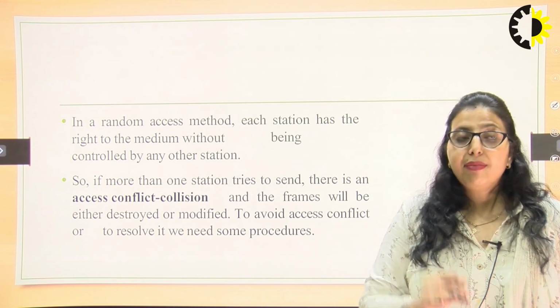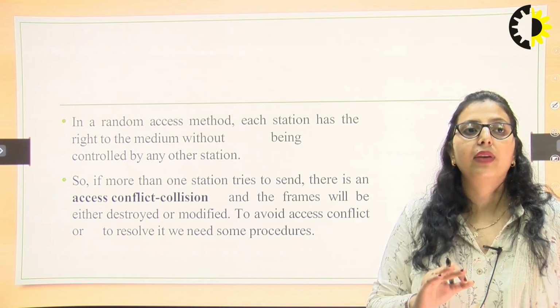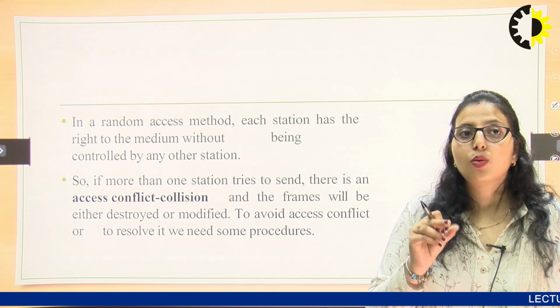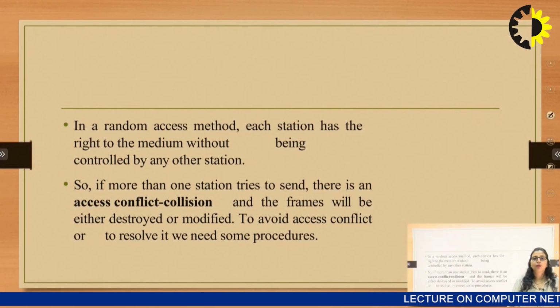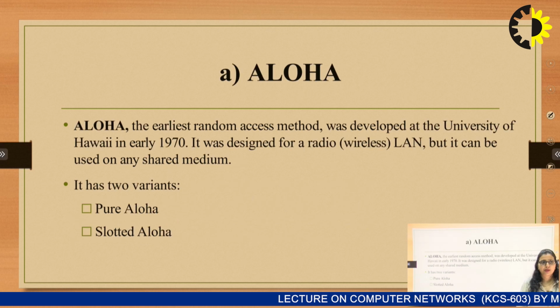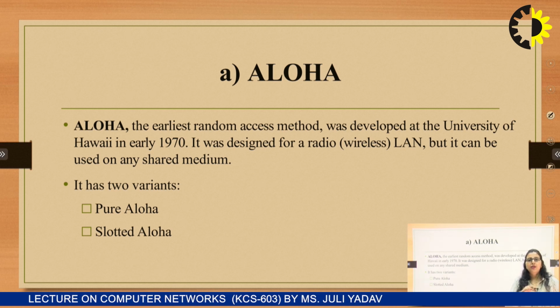So if more than one station wants to send data, then a conflict definitely arises. This conflict is known as collision. So the frames will be either destroyed or modified. To avoid these kinds of conflicts, we need to resolve them by following some kind of procedure. The first method is Aloha. What is this Aloha? Aloha is a method in which, when multiple stations want to send data, there is a synchronization to try to avoid collision. So one method is Aloha.